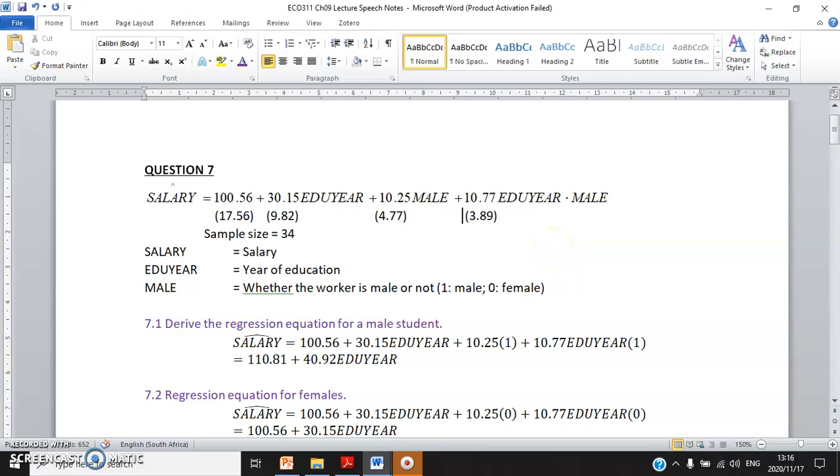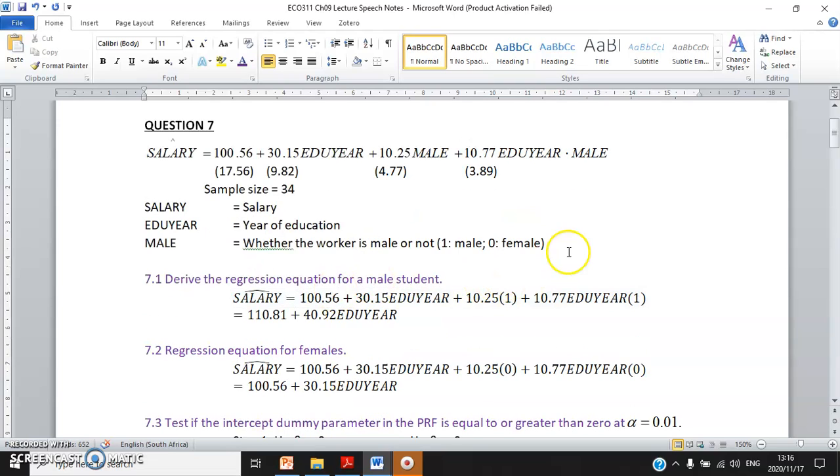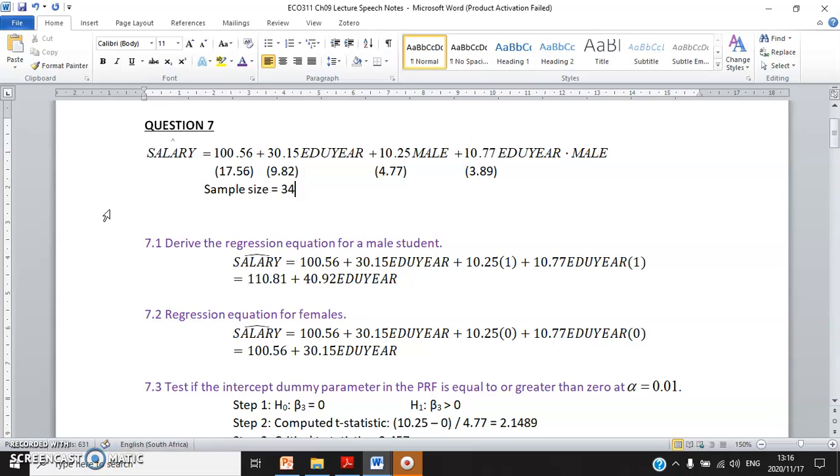So currently in the sample regression function, we use both intercept dummy and slope dummy. Sample size is 34. Let me write that down. Small n equals 34. K is equal to 1, 2, 3, 4, 4 parameters. Therefore, degrees of freedom is 34.